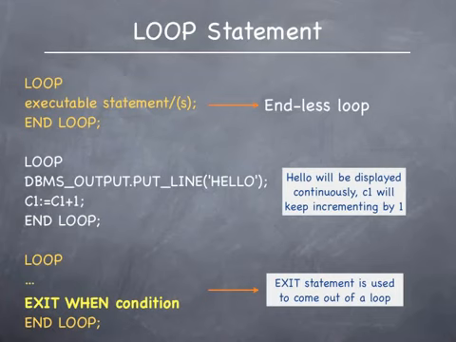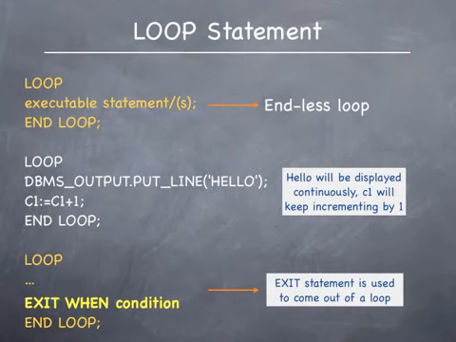From the previous slide, you would have gathered that there were two actions that had to be done repeatedly. One was the value of C1 had to keep increasing by 1, and also the word hello had to be displayed on the screen. When you have to perform a given statement or statements over and over again, you can use a loop construct. There are 3 types of loop constructs.